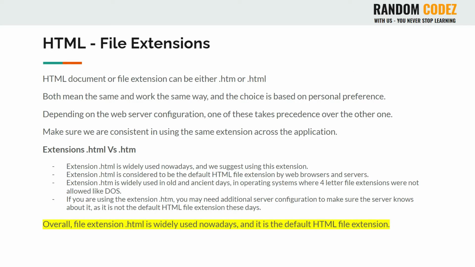Make sure we are consistent in using the same file extension across the application. In case we are using the .htm file extension, then make sure that we use the same extension across all the HTML documents in an application. In a similar way, if you are using .html as the file extension for all the HTML files, then make sure that we use the same extension for all the HTML files in our application.